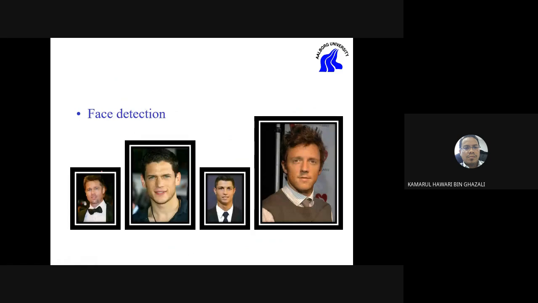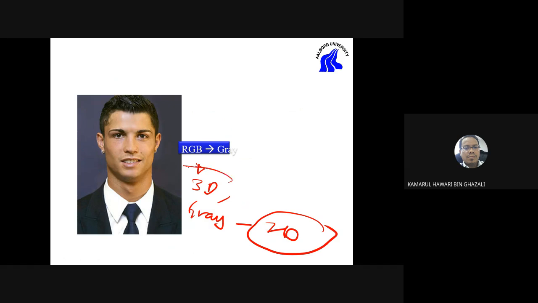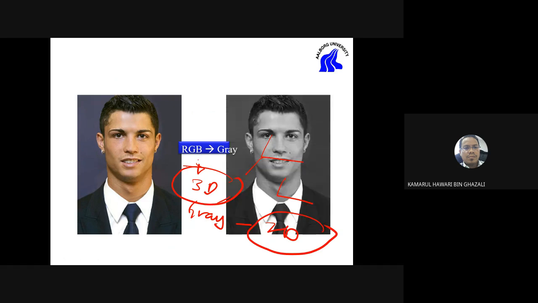So these are the steps for face detection. If you look at this face, you get some colors. The first step is to convert RGB to gray. Why do we need to convert RGB to gray? Because RGB is three-dimensional, gray is two-dimensional. Normally for image processing, we work in two dimensions. We don't analyze in three dimensions because it's difficult. So that's why we need to convert RGB to gray.